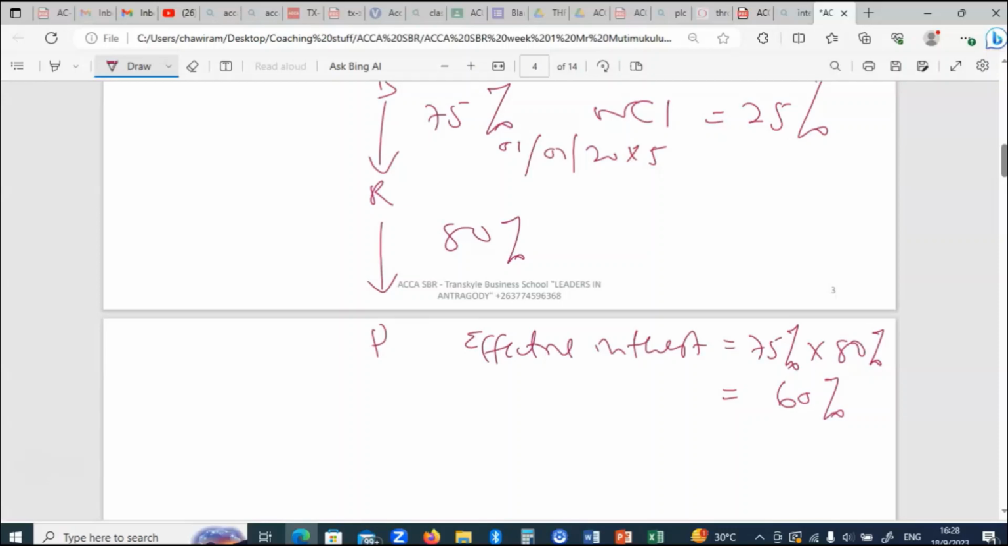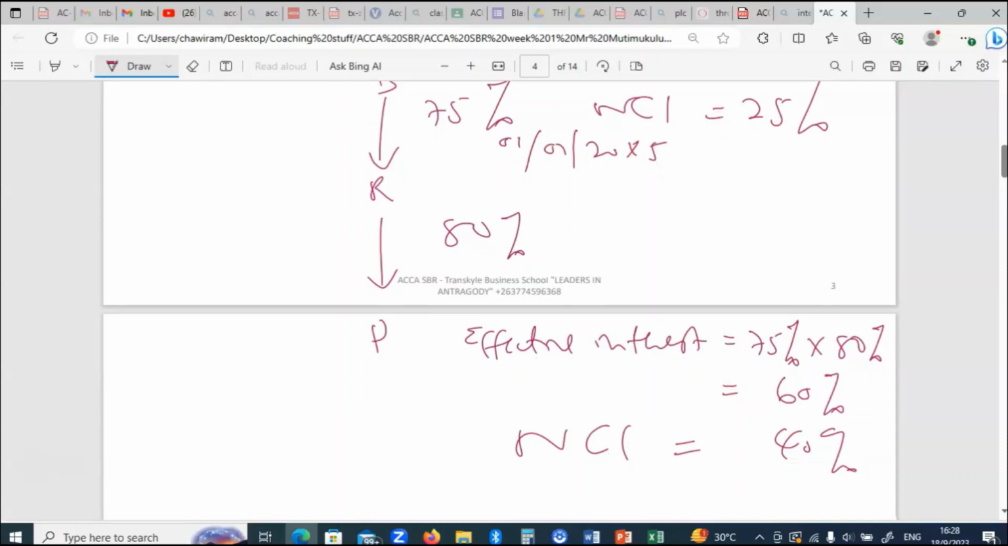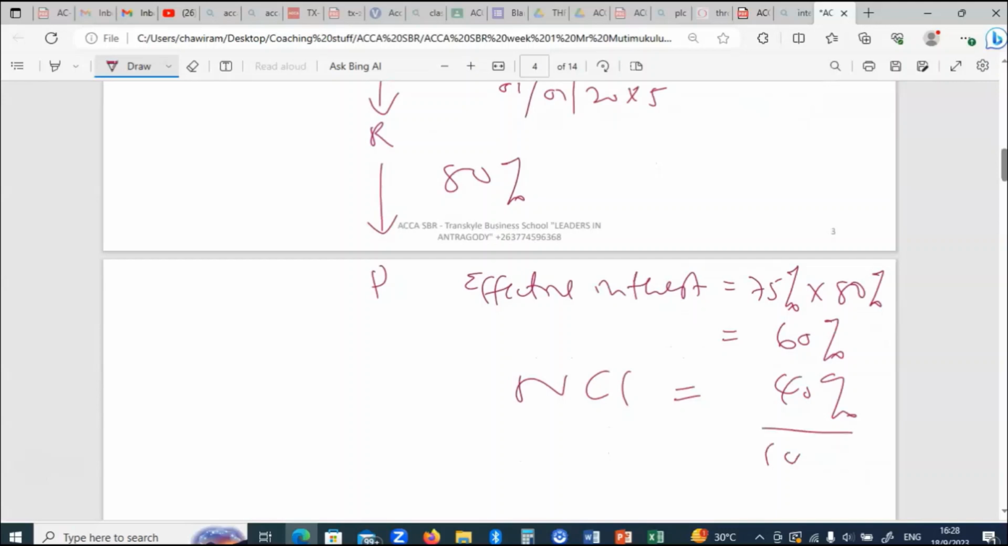So Bensot's control in P is actually 60%. Why? Because P is a direct subsidiary of Ridu, but Ridu is a direct subsidiary of Bensot. So Bensot has an effective interest of only 60%, which means the NCI now is equal to 40%. The NCI in P. All right, so this is how you do it. Don't mind, there is a train passing.